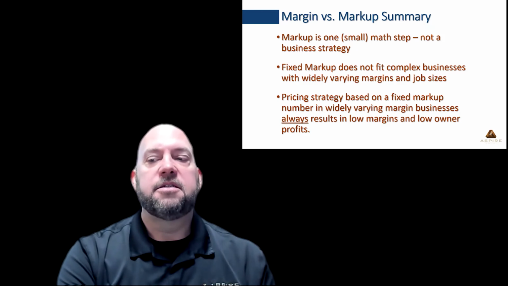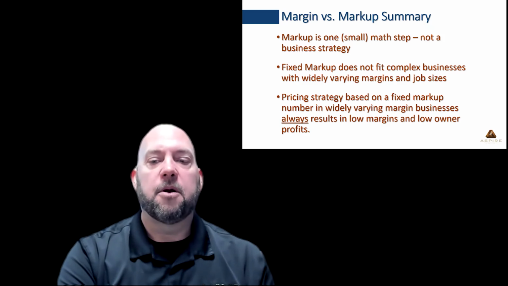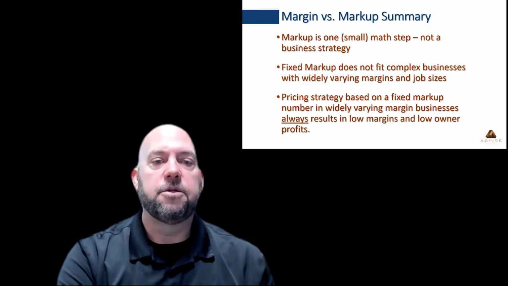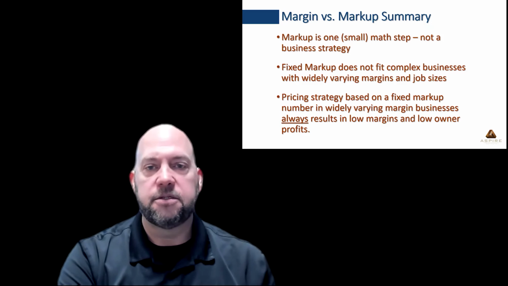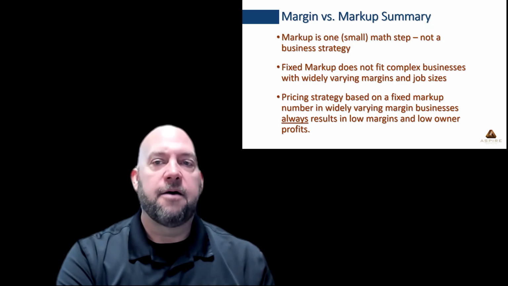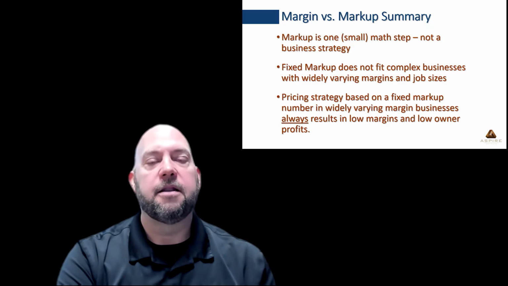Because any pricing strategy based on a fixed markup with widely ranging margins always results in a lower margin due to life happening. There's slippage, there's things that happen. So we need to have a margin target that allows us to keep the profit that we're looking for on the job.